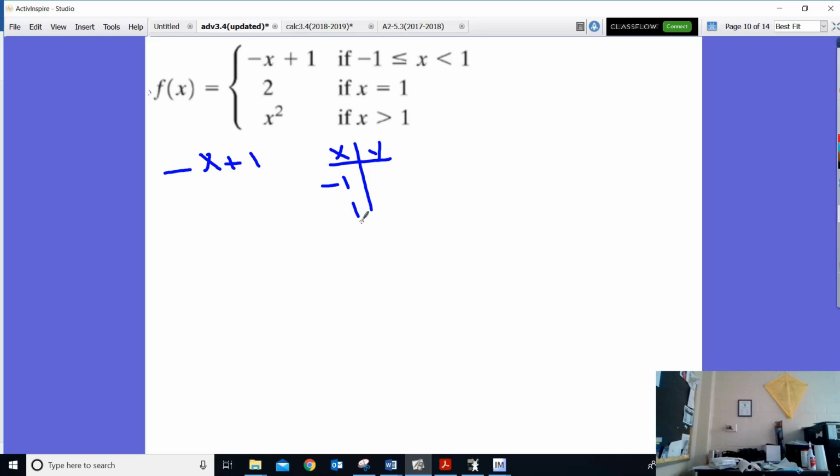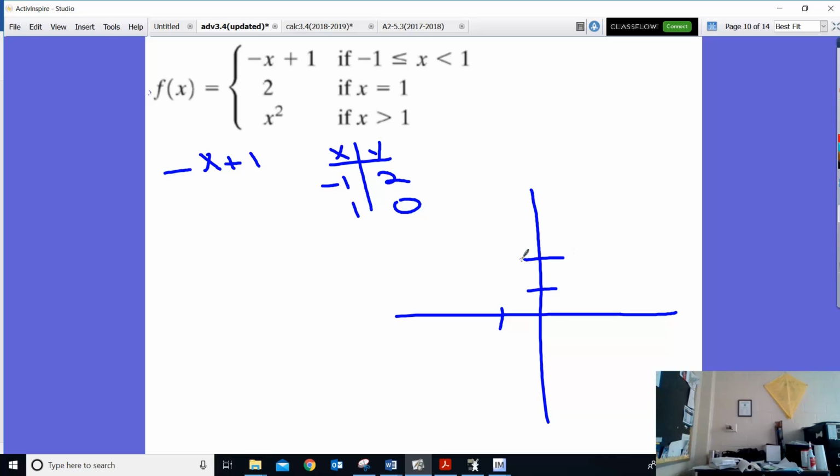If I plug in a -1, what's it spit back? 2. If I plug in a positive 1, what's it spit back? 0, right? So I get to plot the point -1, 2. That's a point that exists, solid dot. And I get to plot the point 1, 0.